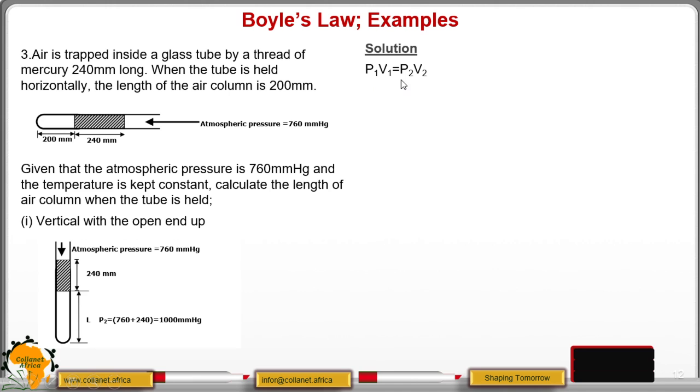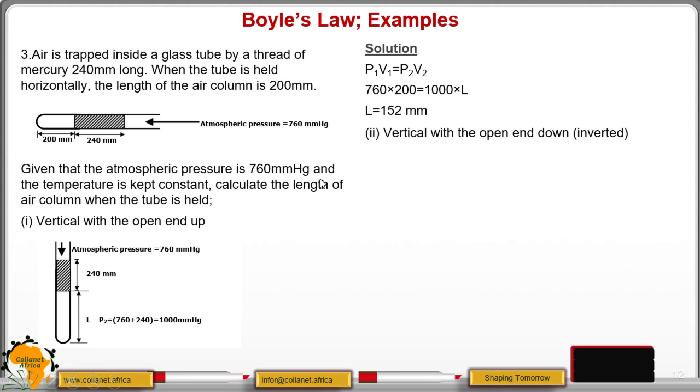Now P1 V1 equals P2 V2. So you get P1 as 760 millimeters of mercury, multiplied by V1, which is 200, and this will equal 1000, which is our P2, multiplied by V2, which is our L. That is the length. Now for you to get the length, you divide through by 1000, and you get that your L will be 152 millimeters. Then number 2, you get the column when the tube is vertical with open end down. That is, it is inverted as shown here.